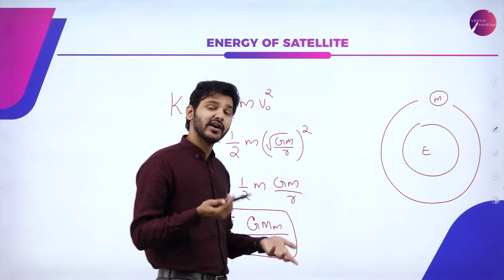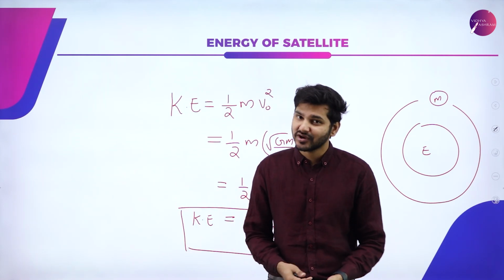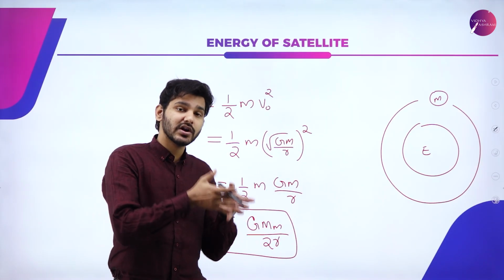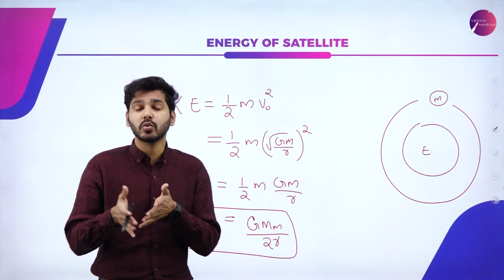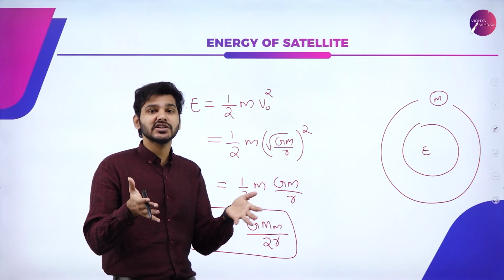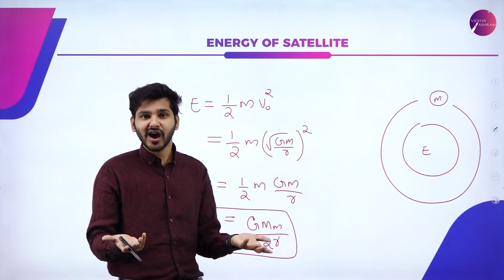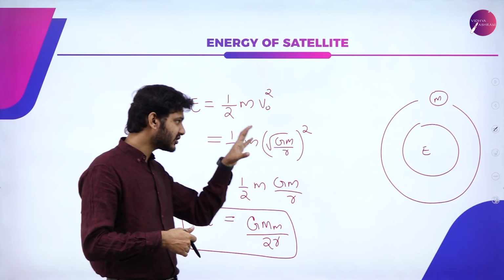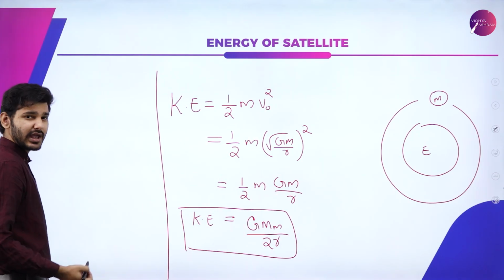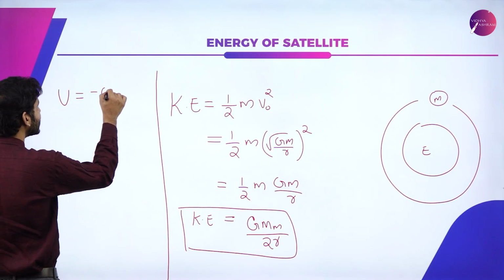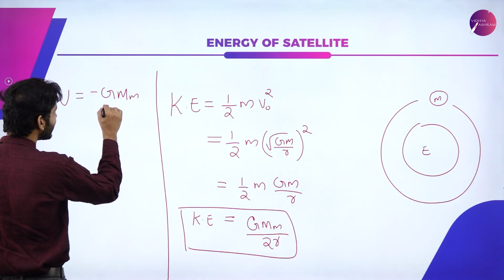Now obviously, if you are finding kinetic energy, we have to find potential energy also, which we have already found. We have already derived what the gravitational potential energy of anything is. It is nothing but minus GMm by r. We have already found it, so we are just going to write it here. U is nothing but minus GMm divided by r.